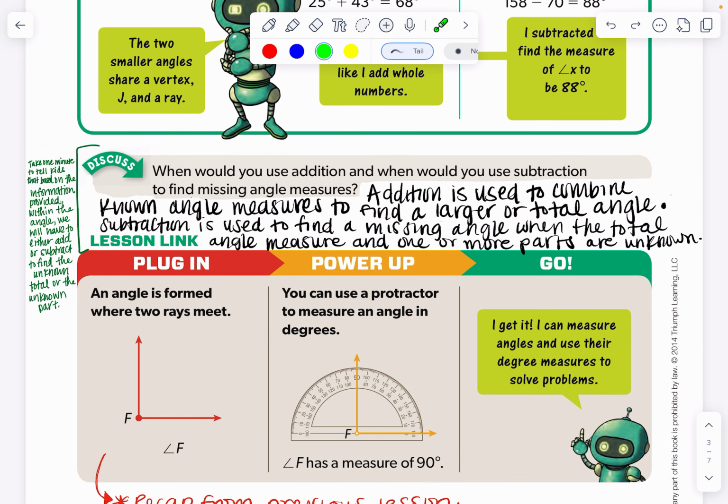So the question then becomes, when would you use addition and when would you use subtraction to find angle measures? Now, although this is a discussion question, what I would love to see is you just stamp this learning for students so they can copy down this statement for about 2 minutes. Stamp for them that addition is used to combine known angle measures to find a larger or total angle, whereas subtraction is used to find a missing angle when the total angle measure and one or more parts are known. Okay?